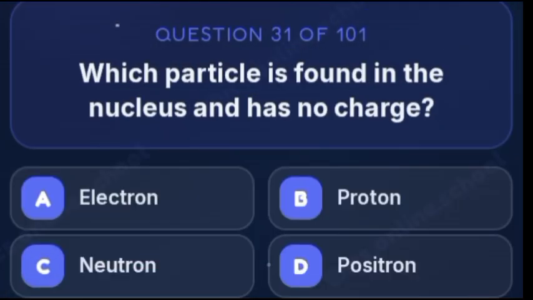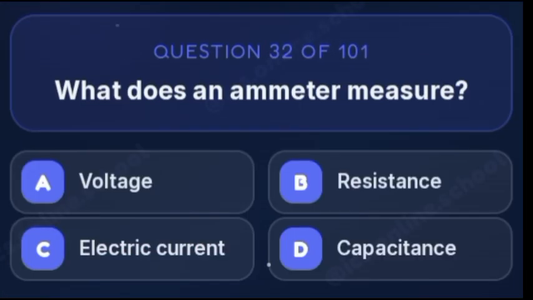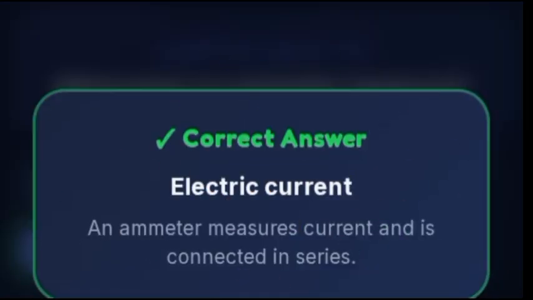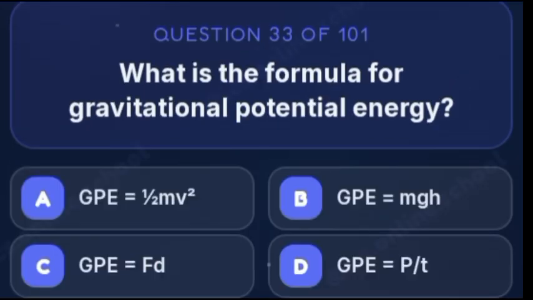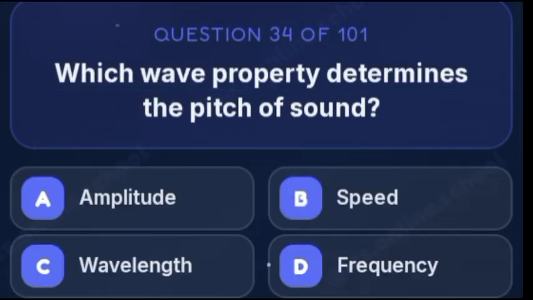Which particle found in the nucleus has no charge? Neutron. What does an ammeter measure? Electric current. What is the formula for gravitational potential energy? Gravitational potential energy is equal to mgh.